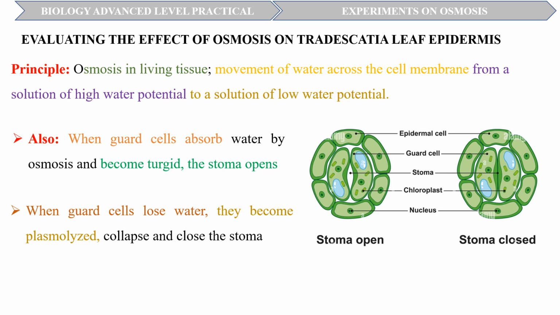To better understand this experiment, let us look at the structure of stomata. A stoma is made up of two semicircular guard cells surrounding a pore. The guard cells are specialized epidermal cells containing chloroplasts and regulate the opening and closing of stomata. The stomatal pore opens into the intercellular spaces of the leaf mesophyll. As hypothesis, we can say osmosis occurs only in living tissues and not in dead tissues or non-living matter.